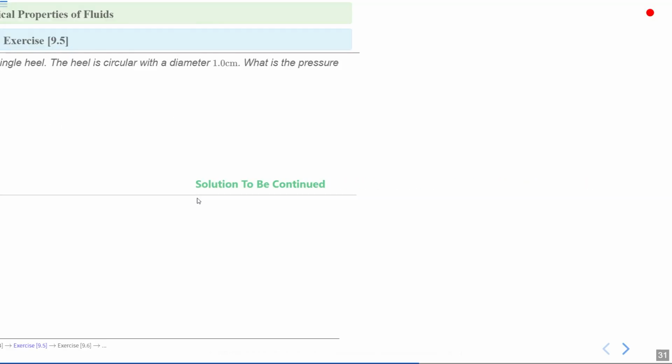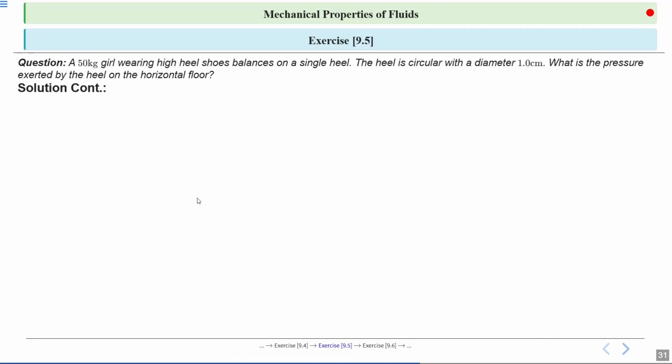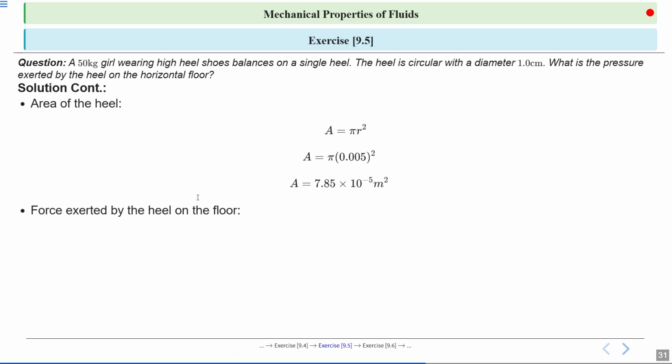Now, area of the heel, A equal to pi r square. So put the value, and A equal to pi into 0.005 whole square. Solving this, you will get the area, which is 7.85 into 10 raised to the power minus 5 meter square. Force exerted by the heel on the floor, that is F equal to mg. So substitute the value, 50 into 9.8, so 490 Newton. Alright.